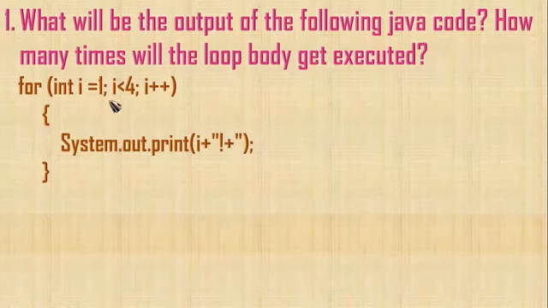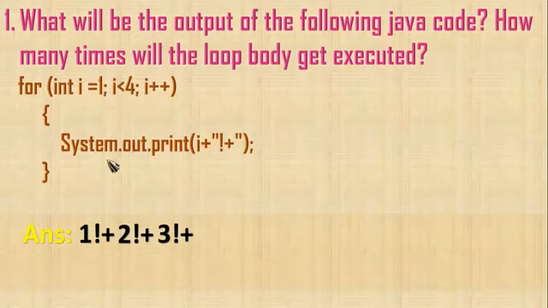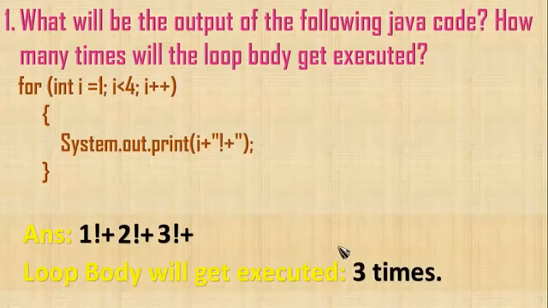When i is 1, it is true, so it will print 1 exclamation mark plus, and then it gets increased to 2. Again it is true, so now i's value is 2, so it will print 2 exclamation plus. Then again it is getting increased, 3 exclamation plus. When it becomes 4, it is false, it will come out of the loop, so it stops. This will get executed 3 times.